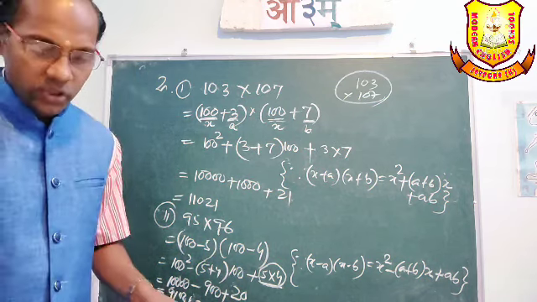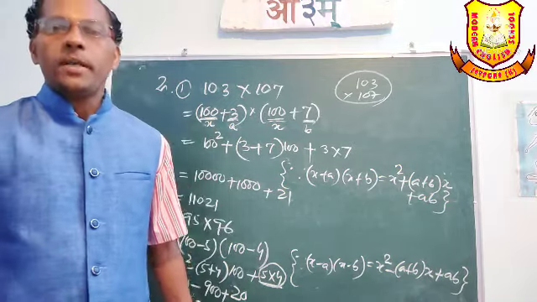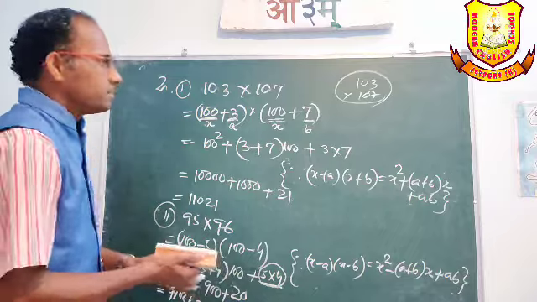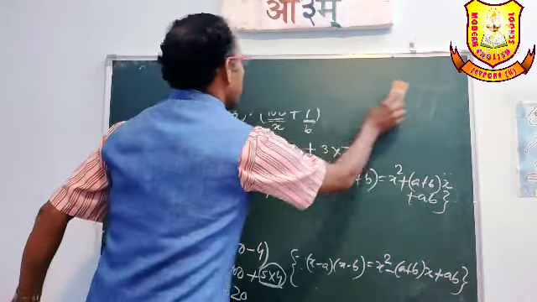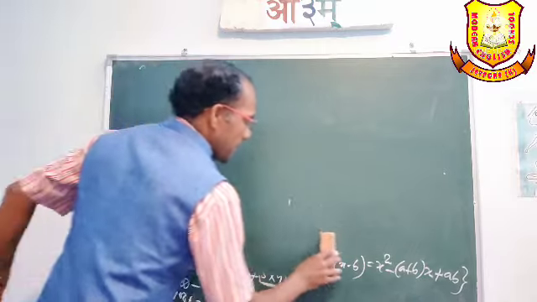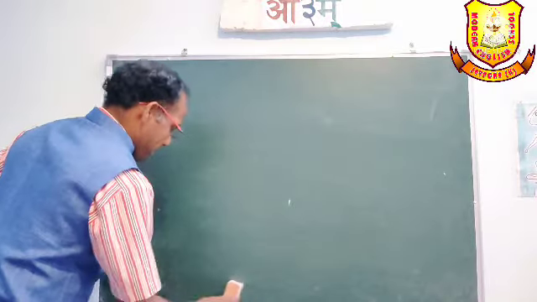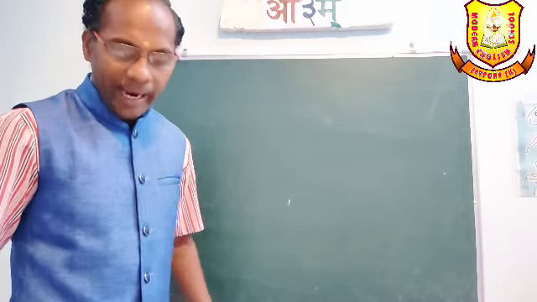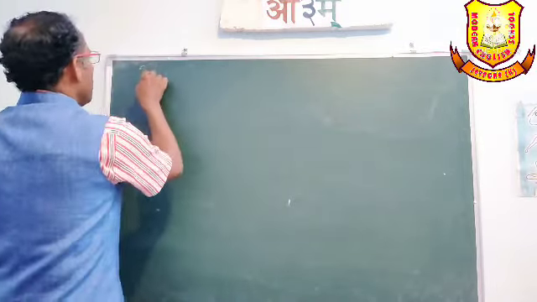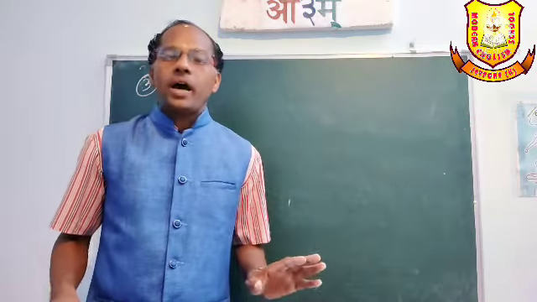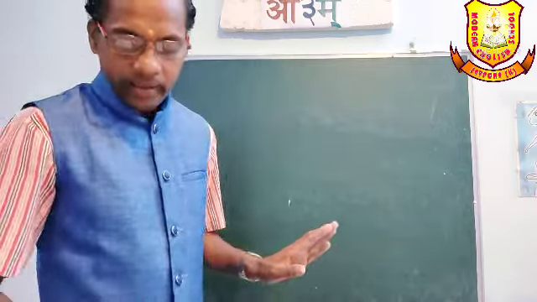Okay. Next, question number 2. Understood everybody? Now go through question number 3. Factorize the following using appropriate identities. Question number 3. We have to factorize by using the appropriate identities.